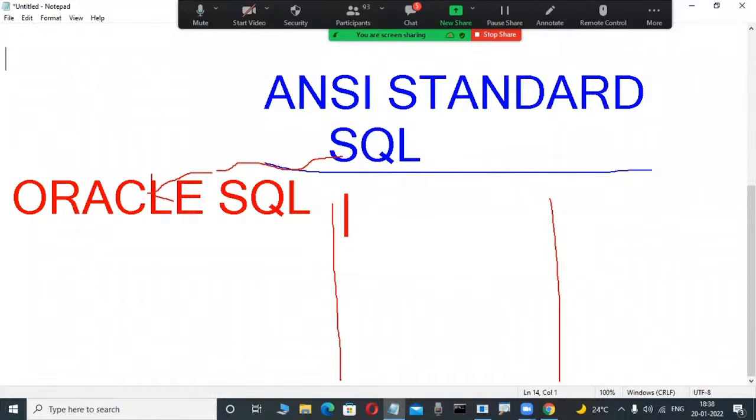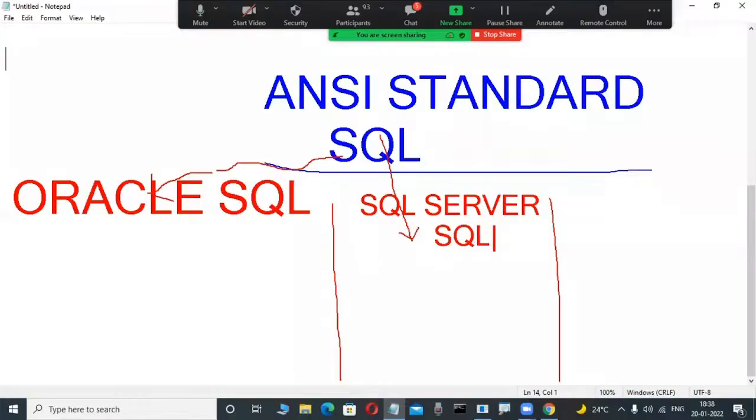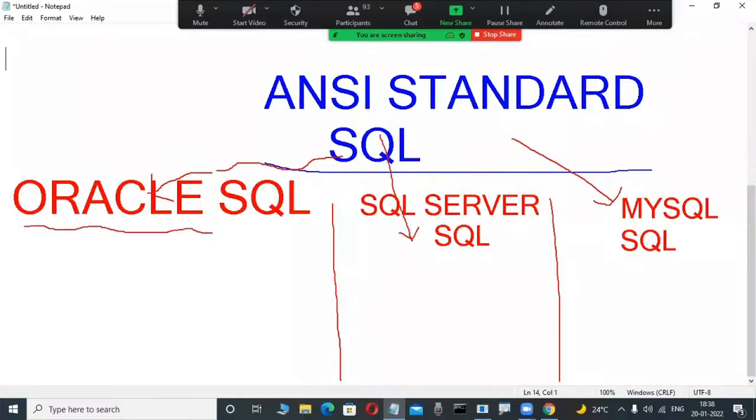Again, observe here, SQL Server, a Microsoft product, created their own SQL from this ANSI standard SQL, that is called SQL Server SQL. Again, MySQL created their own SQL language from this ANSI standard, that is called MySQL SQL. That's why in our class we are learning Oracle SQL. How do we differentiate all these SQL languages? Conceptually same.